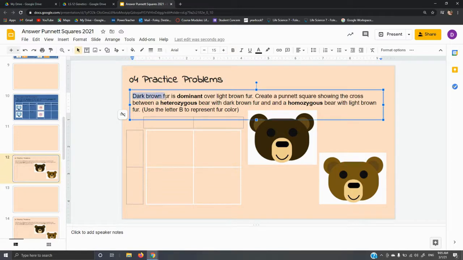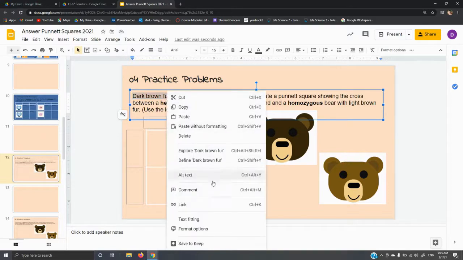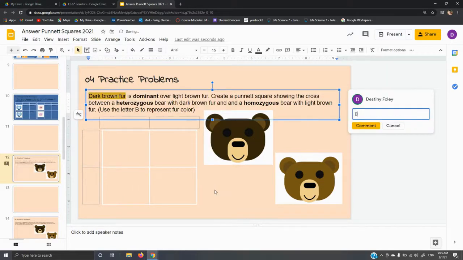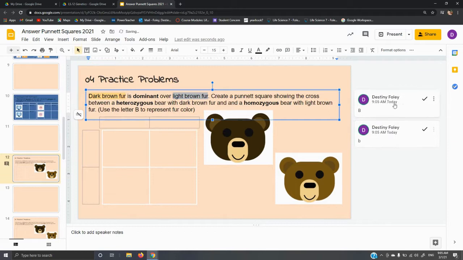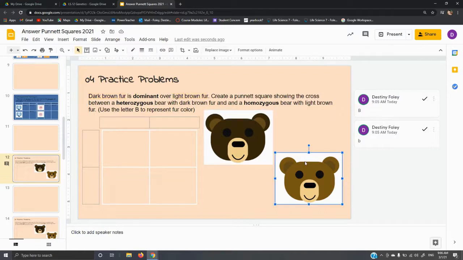So what I'm going to do here is highlight this, comment, and put a capital B as dark brown fur, so I have that in the back of my mind. And for the light brown fur, I'm also going to comment and put a lowercase b. The capital B represents the dark brown allele, and the lowercase b represents the light brown. Create a Punnett square showing the cross between a heterozygous bear with dark brown fur and a homozygous bear with light brown fur. So we're crossing these two bears.